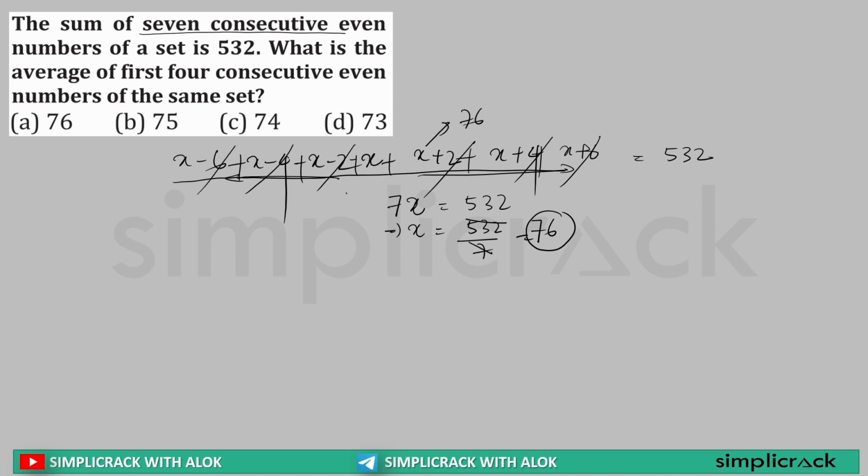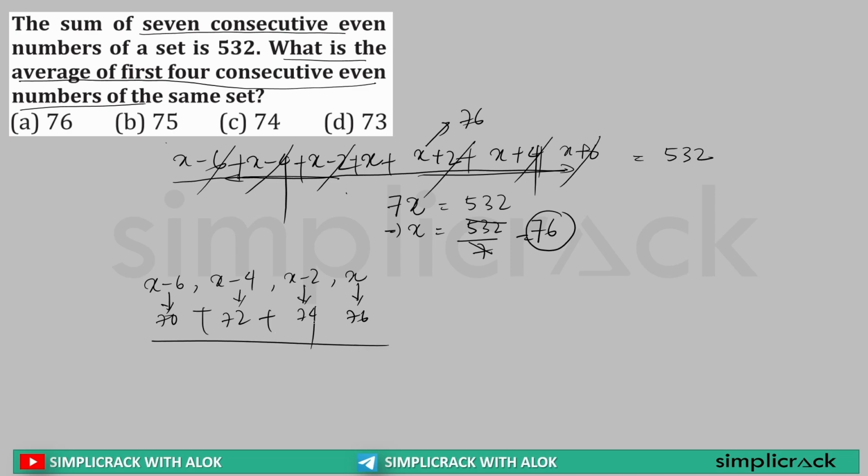Now it is asking what is the average of the first 4 consecutive even numbers. That means it is asking the average of x minus 6, x minus 4, x minus 2 and x. Clear? Now we know x is equal to 76. So x minus 2 is 74, x minus 4 is 72, x minus 6 is 70. Now, what is the average of this? I have to add all this. And how many numbers are there? 1, 2, 3, 4 numbers are there.